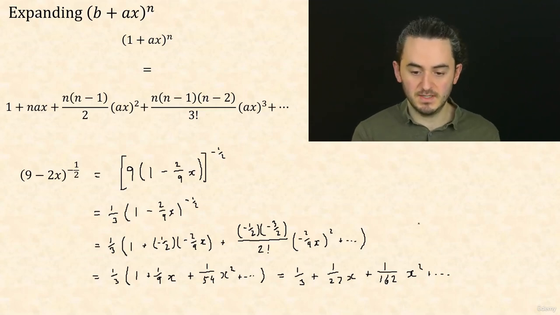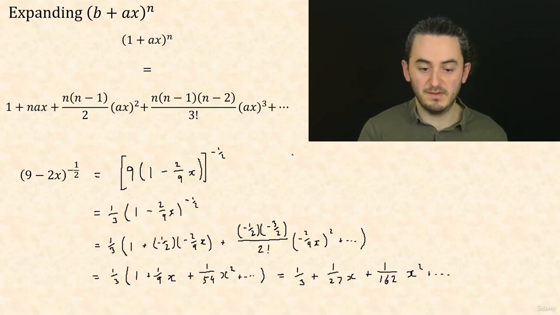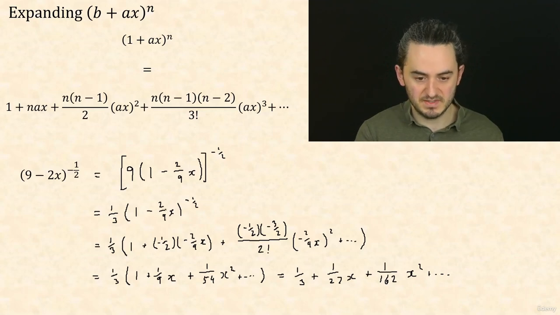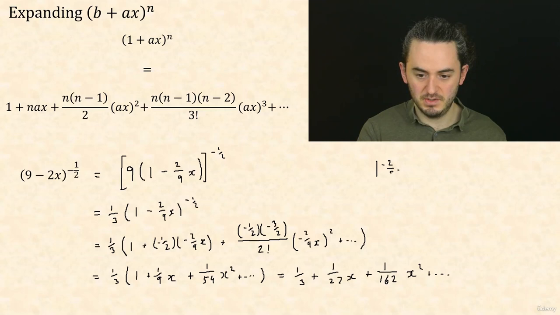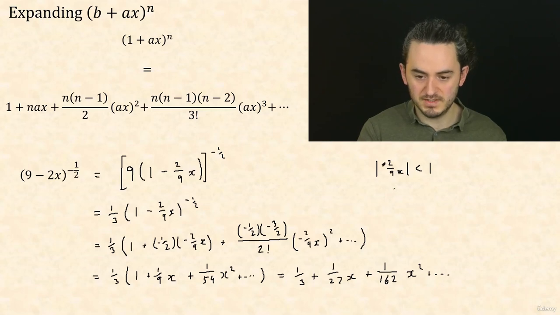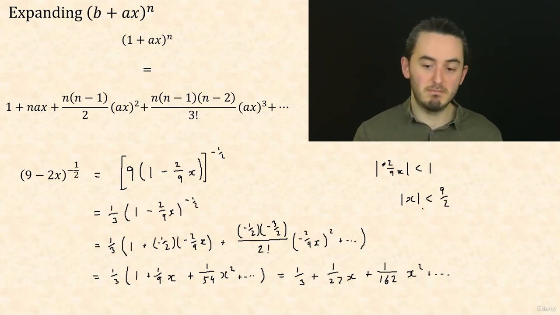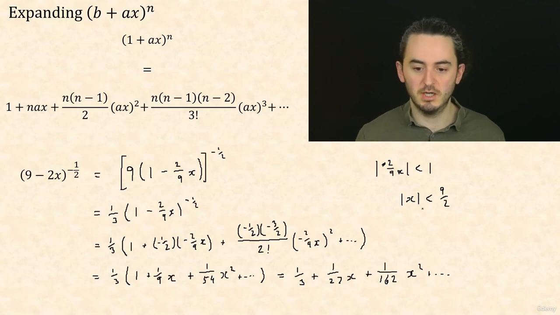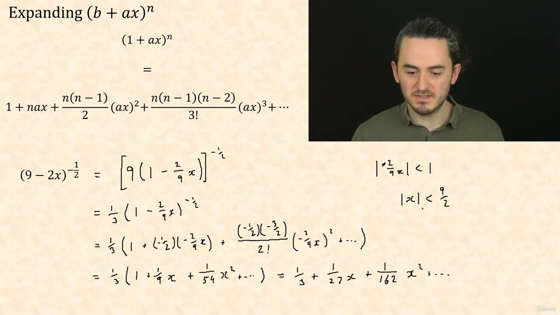Which values of x is it valid for? Well, we evaluate it not at this stage, but at this stage. So it must be that the modulus of negative 2/9 x is less than 1. Forget about the negative because it's in a modulus, and multiply both sides by 9/2, and I get mod x is less than 9/2. So this expansion is valid between minus 9/2 and 9/2. All right, so that is how we do that. Hope that made sense, and I'll see you in the next video.